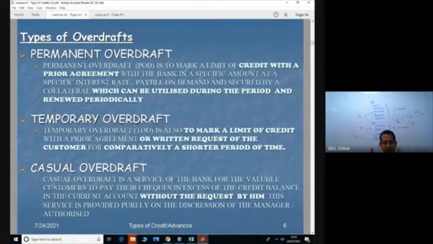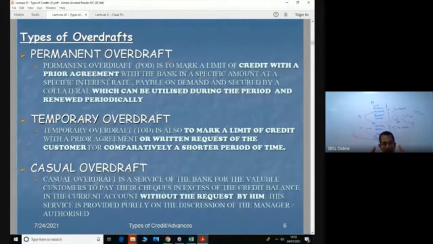So the customer can write checks without a fear of returning. Right? Permanent overdraft is for a 12 months period. Temporary overdraft is for a maximum of 90 days. We hardly give 90 days. 30 days is a normal case. Right? But you need to have a written request from the customer.